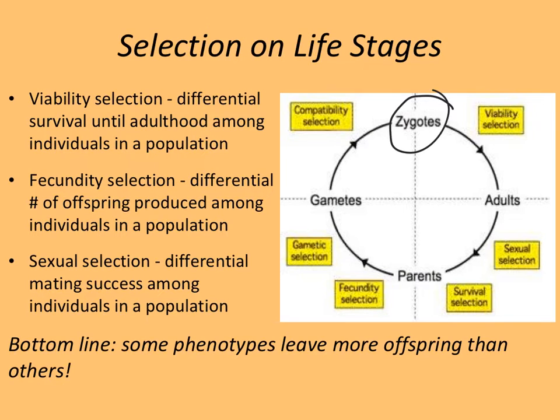Starting up here, the zygote. Well, it starts out as a single fertilized cell, in other words, a fertilized egg, but it has to be viable and survive until you end up with at least an infant or a juvenile offspring. So that's called viability selection.